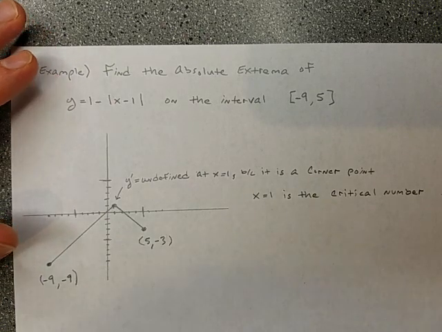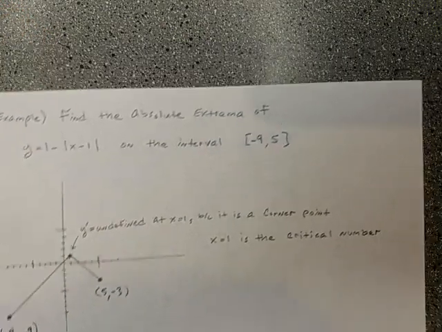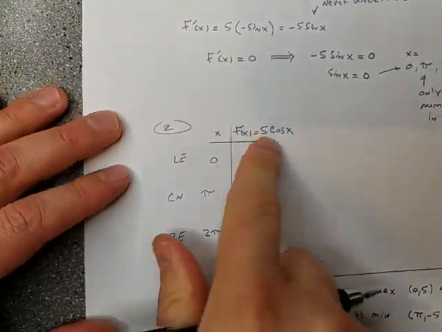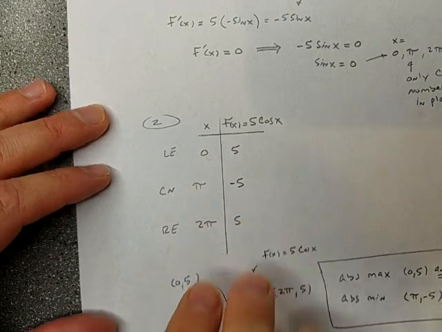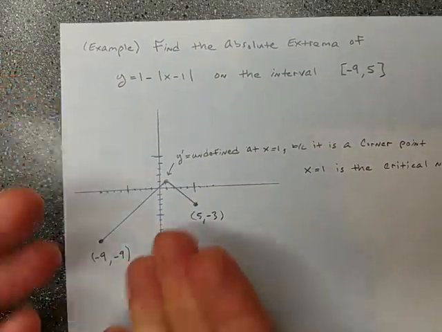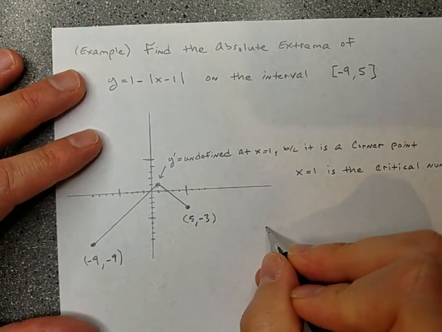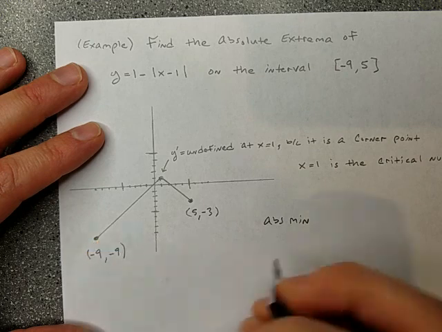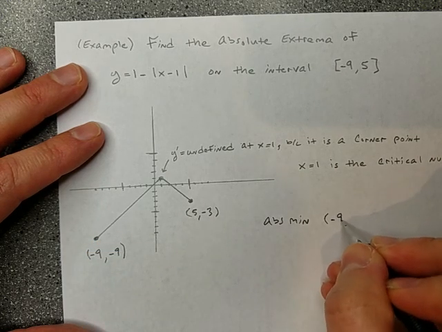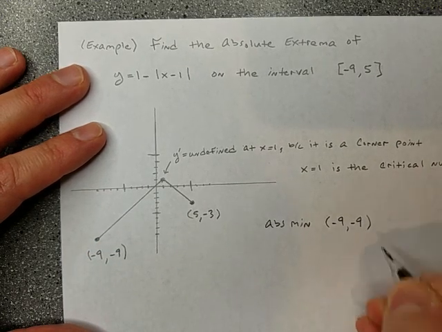Before, when I did other problems, take any problem you want, this table right here was just allowing me to see the points on the graph. Well, now the graph's right in front of me. I don't need the table. So let's say this. We'll say absolute minimum. That would definitely be this one: -9 for x, -9 for y.